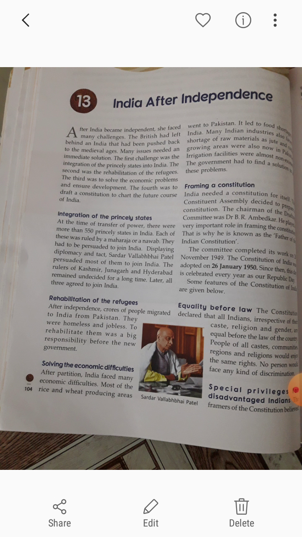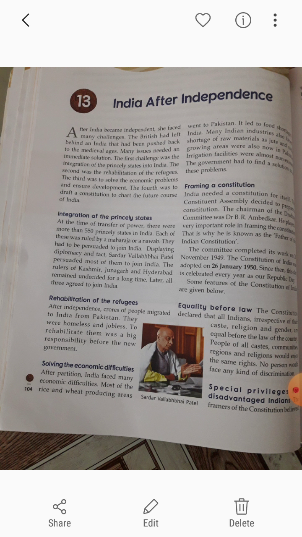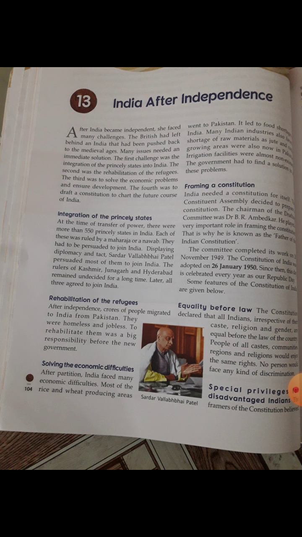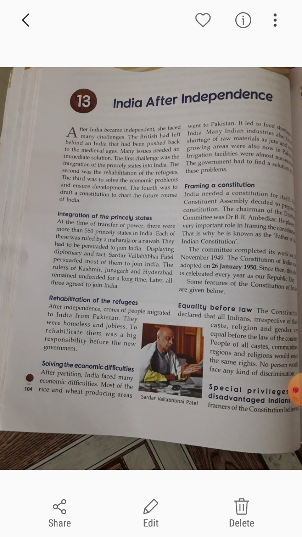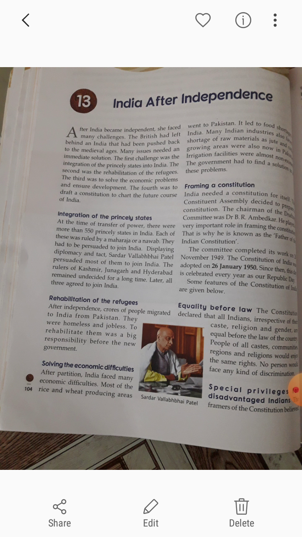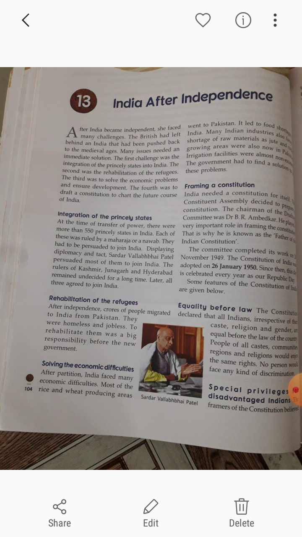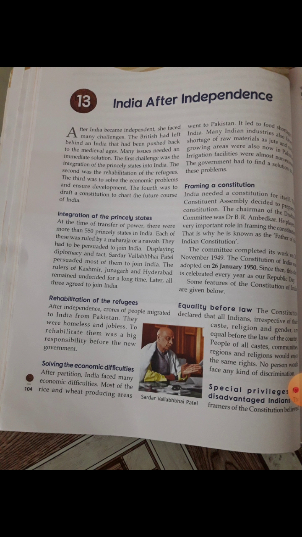One is equality before law. I hope everybody is very aware of the meaning of equality. Clear? So, the Constitution declared that all Indians, whether they belong to a different caste, religion or gender, are all equal before the law of the country. People of all castes, communities, regions and religions enjoy the same rights, and no person would face any kind of discrimination.